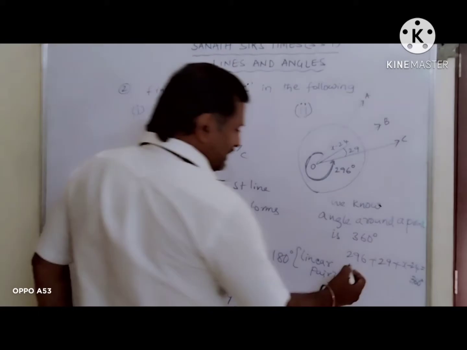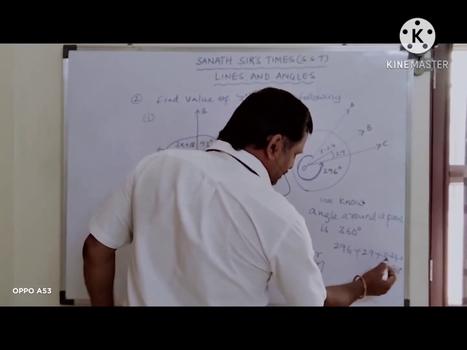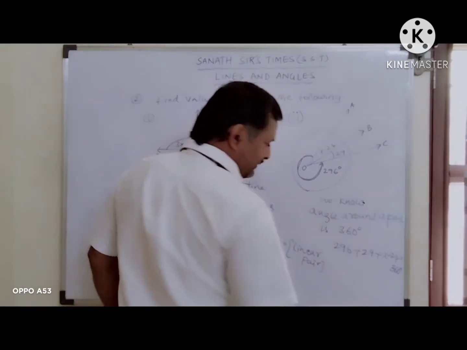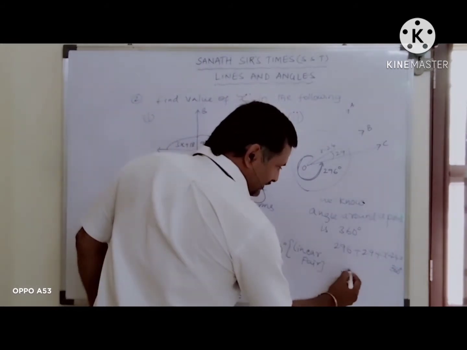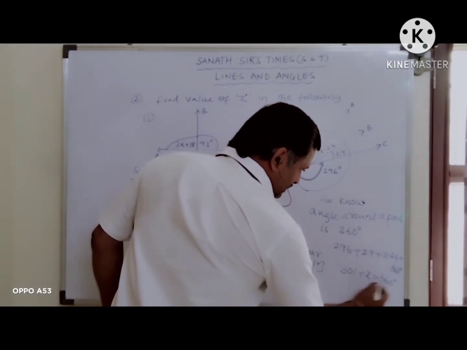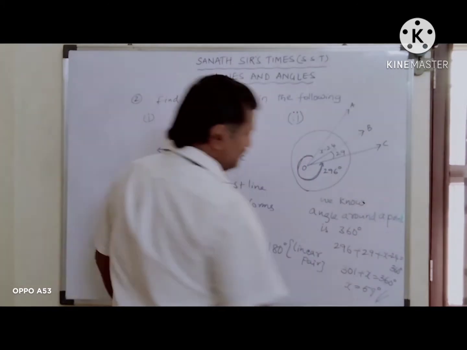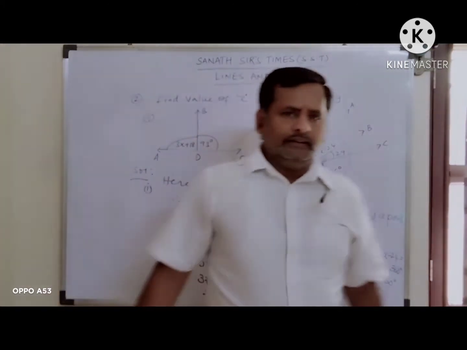So 296, 29 minus 24 is 5. When added to this one, 301 plus x is equal to 360. X is equal to 59 degrees. So this is the way to get the solutions.